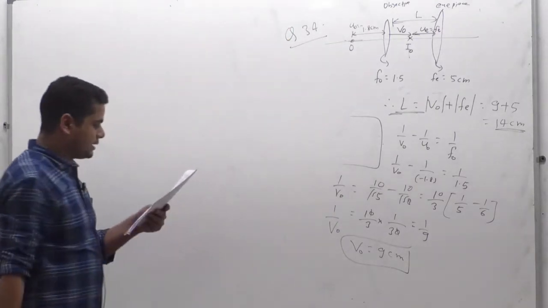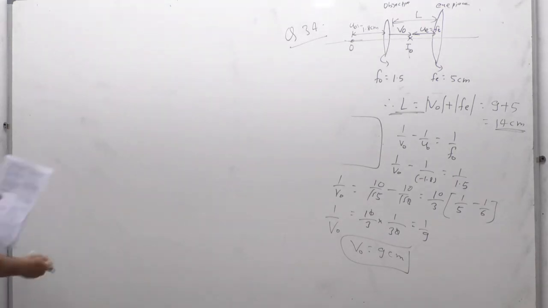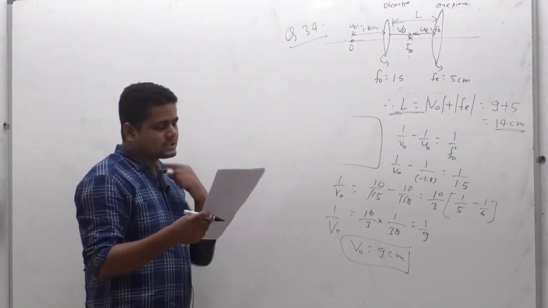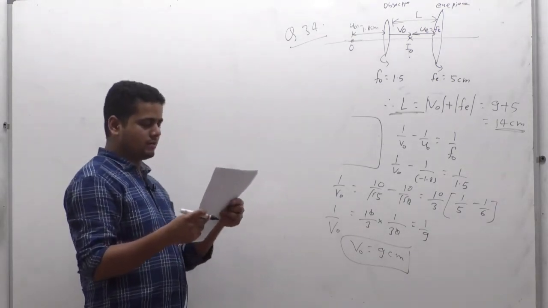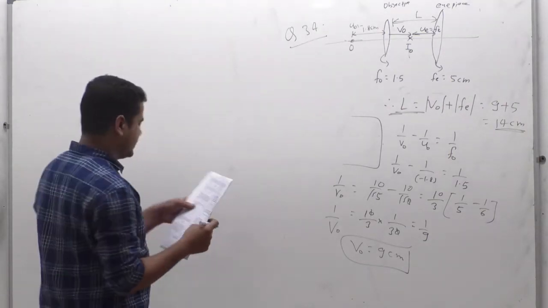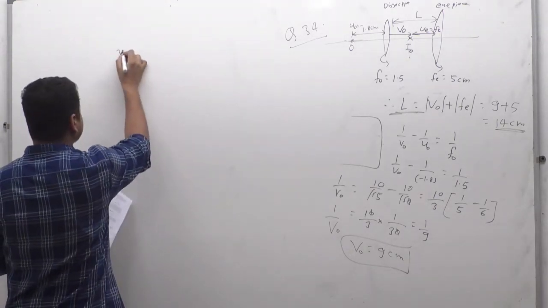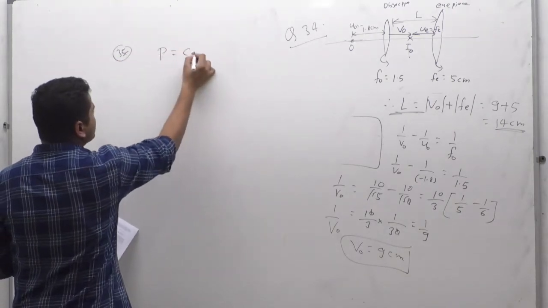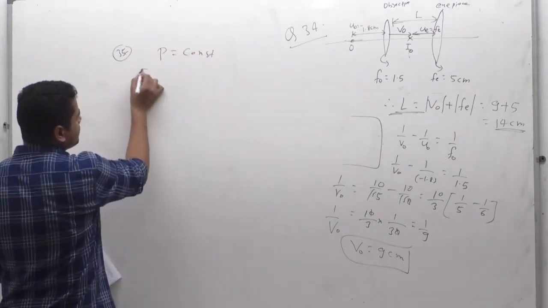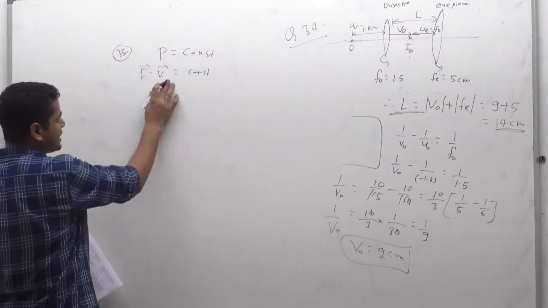In question 35, what have they given? A body moves in a straight line by a machine delivering a constant power. The variation of velocity versus position is best shown by which graph? So power is constant, and the power formula we know is F dot velocity. Since it is moving in a straight line, both are along the same direction.